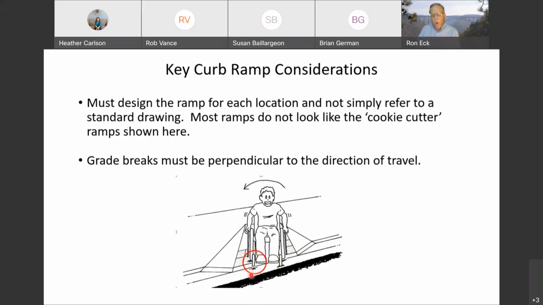Anytime one or more wheels of a manual wheelchair leaves the ground, the stability of that chair is jeopardized. It could tip over or flip over. And so we want to make sure our designs are such that all 4 wheels of a manual wheelchair stay on the ground at all times.